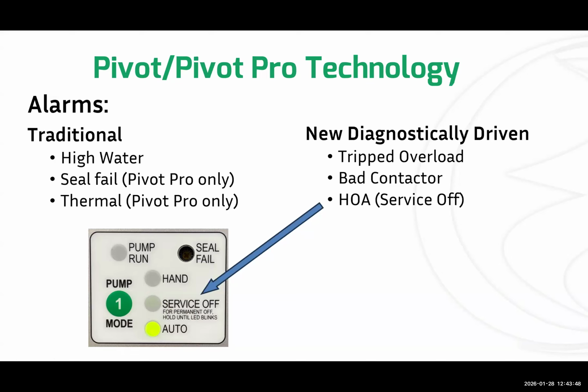So we built these panels with what we call service off. So if you just toggle this between hand, service off, and auto, and you put it into service off, it'll take the pump offline. It won't call it to run like normal off. But after 4 hours, and 4 hours is a default, that's a changeable value, but out of the box, it's 4 hours.